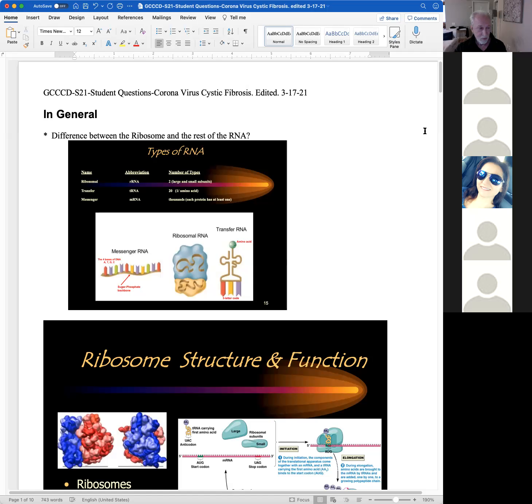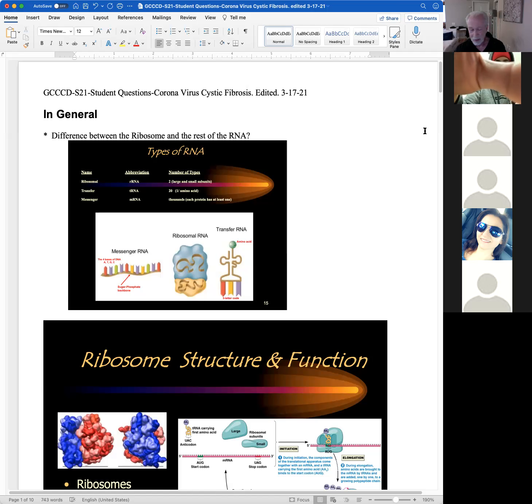Okay, the first several questions I want to deal with are of a basic and general nature, starting with several people asking about RNA and specifically about the ribosome. So I refer you to this slide, which shows the three types of RNA that we talk about mostly, including this picture showing each of the three types, the mRNA, the rRNA, and the tRNA. So in particular, what's the difference between the ribosome and the rest of it?